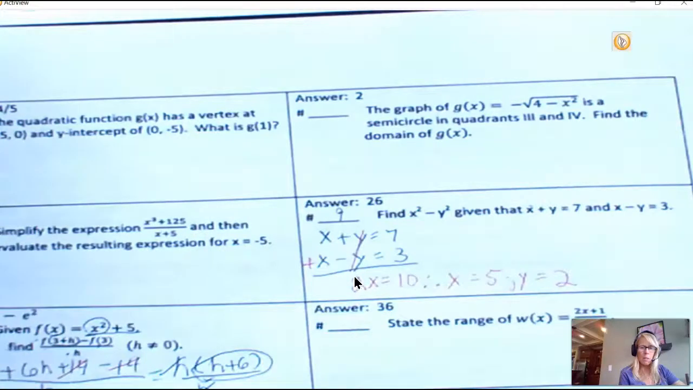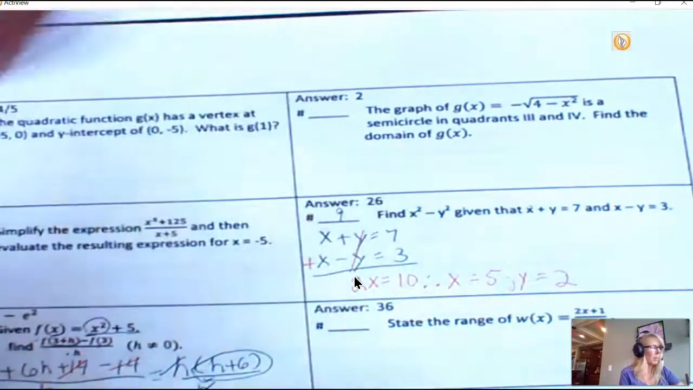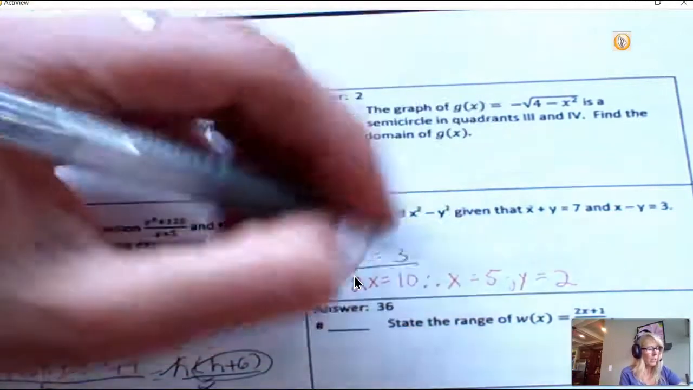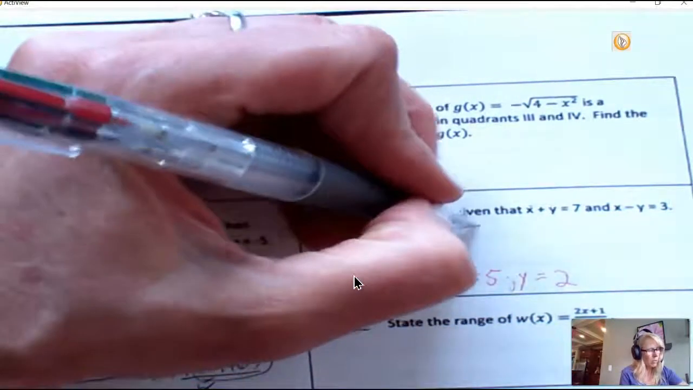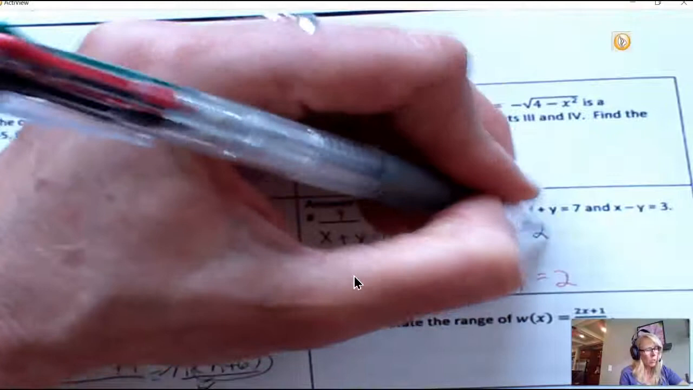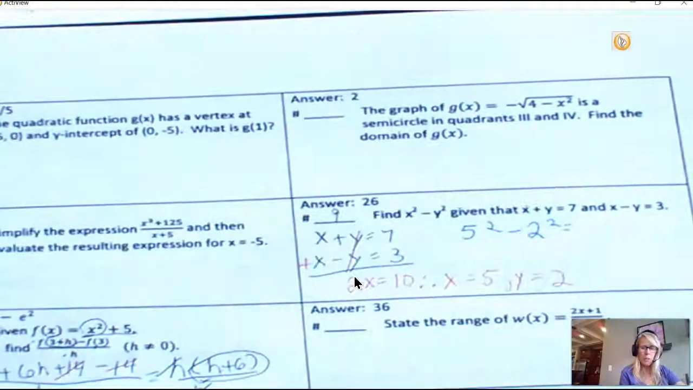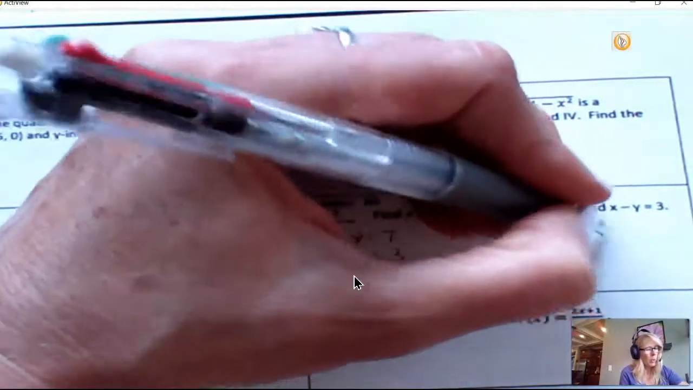Okay? All right, so we found x. We found y. Plug it back in up here. And let's find out, what is x squared minus y squared? So 5 squared minus 2 squared is 25 minus 4, 21.